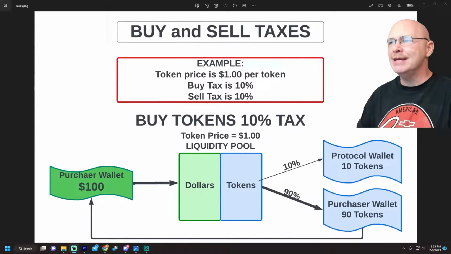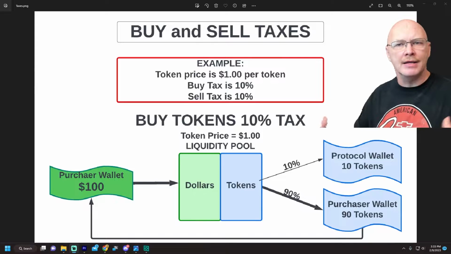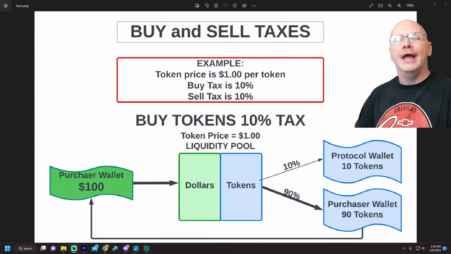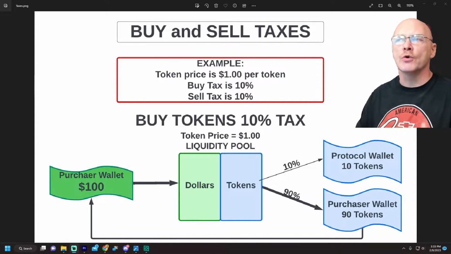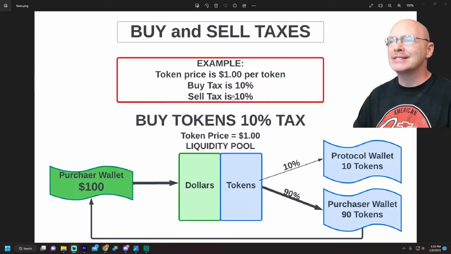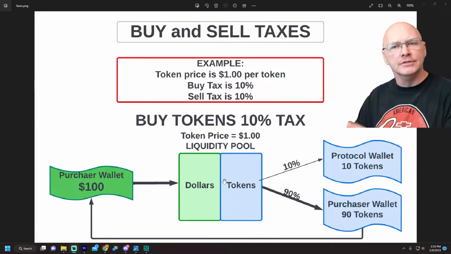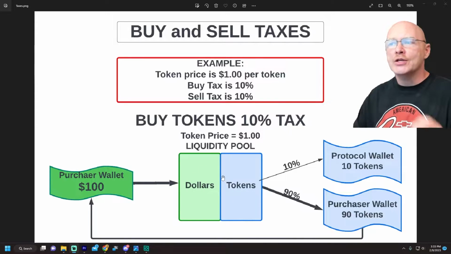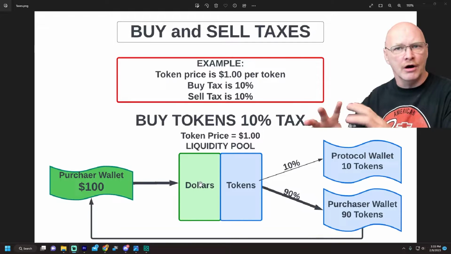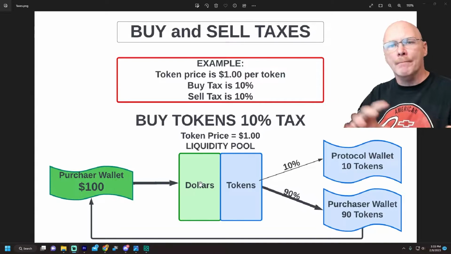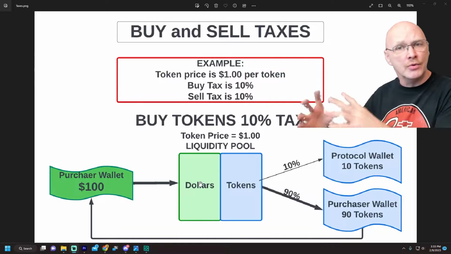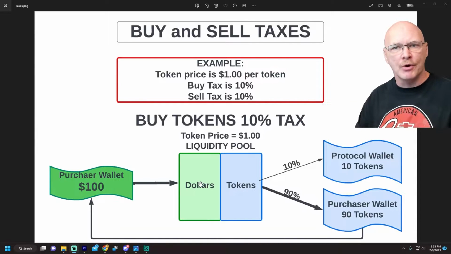Okay, now in this image, I've set up an example of buy and sell taxes. So we're going to go through these. In this specific example, we're going to say the token price is $1, the buy tax is 10%, and the sale tax is 10%. On this, we've dealt with the liquidity pool in the last episode, so we know how this operates. We're not going to draw and go through all that part. We're really talking about money in, tokens out, and then tokens in, and then money out. How is that broken down?